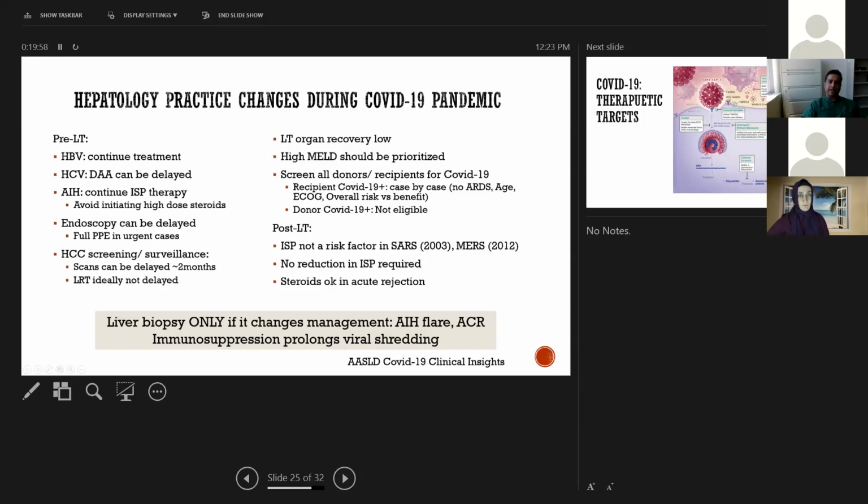In the post-transplant setting, immunosuppression is not a risk factor. We know that these lessons are learned from SARS in 2003 and from MERS in 2012. So therefore, no reduction empirically is required for immunosuppression. Steroids are okay to be given in the setting of acute rejection. And again, a couple of points for the hepatology practice: liver biopsy is necessary only if it changes management, like in the flare of autoimmune hepatitis or acute cellular rejection. We also need to keep in mind that immunosuppression prolongs viral shedding, so these patients can be carriers for a longer time.